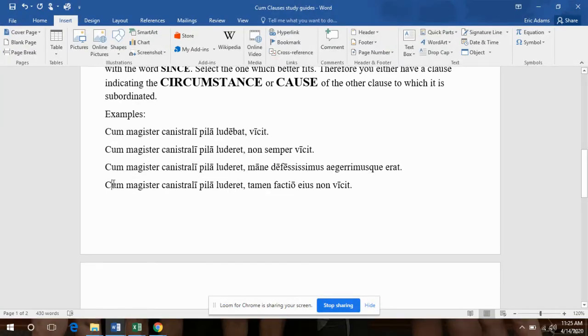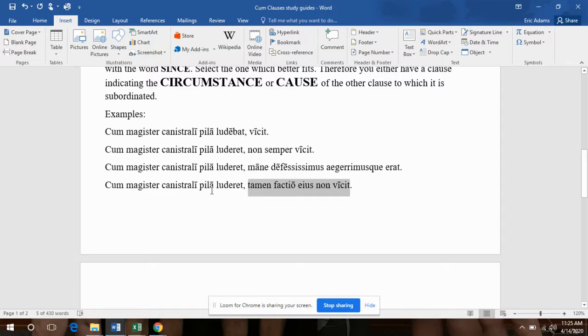Nevertheless, let's look at the last one. Cum, there is not an ablative there. We go and see the verb is subjunctive. Let's look for the tamen. Bingo. And all of a sudden, we now know that tamen dictates that this cum is translated although, and it is offering a concession of this main action.